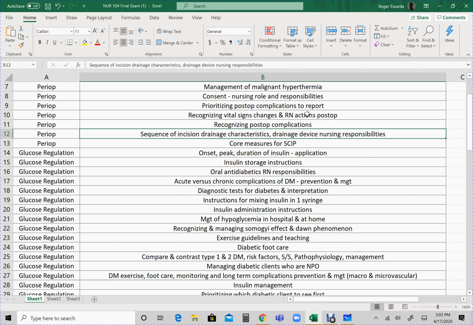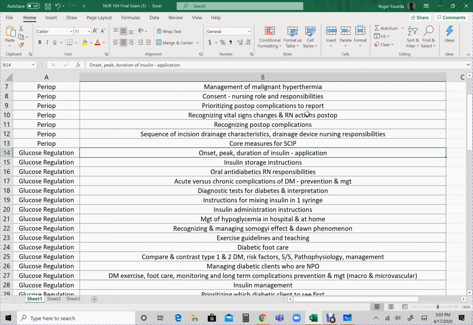Core measures for SCIP. Chapter 14. This is covering prophylactic antibiotics, DVT prevention, UTI prevention regarding Foley, etc. And that's it for the peri-op chapter.